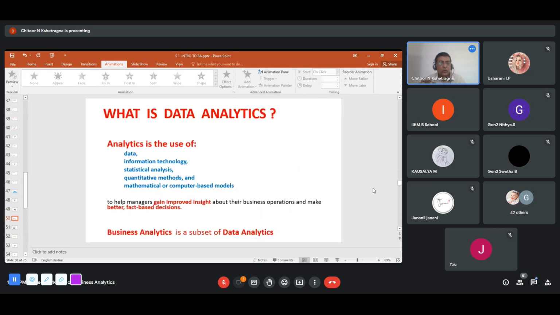So what is data analytics? Use of data, information technology, statistical analysis, quantitative methods, mathematical or computer based models. All of this you use to gain improved insight so that you can take better decisions. So the key word is taking better decisions.